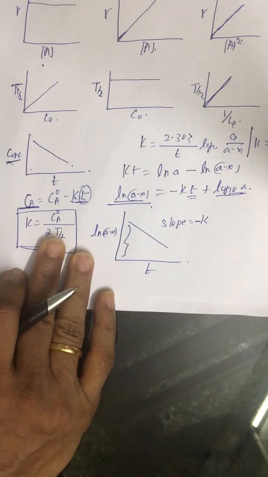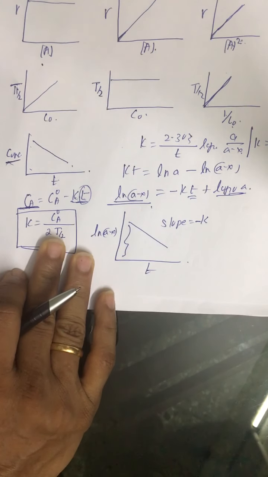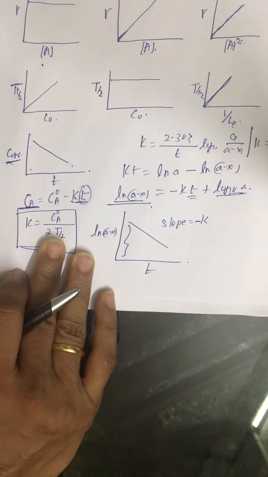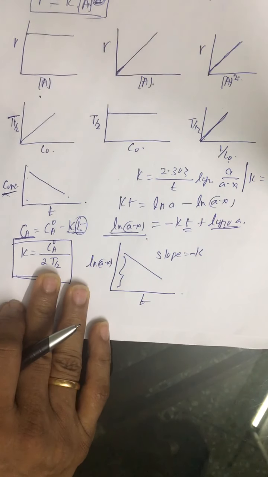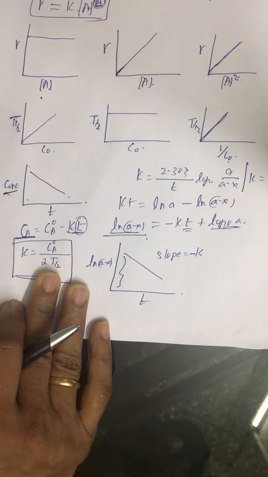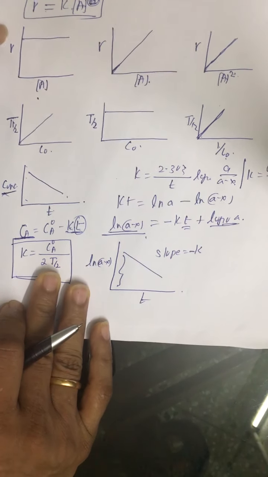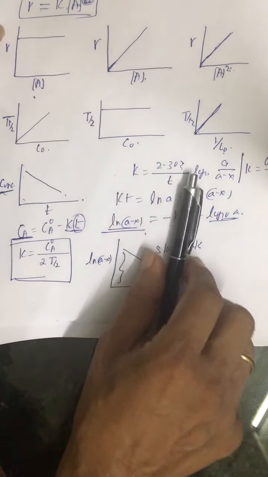Alright, so these are the important points in chemical kinetics. These graphs are very important, all these graphs are very important, and how to determine what is T half and how to determine the order of reaction. All the things are very important which we have discussed today.